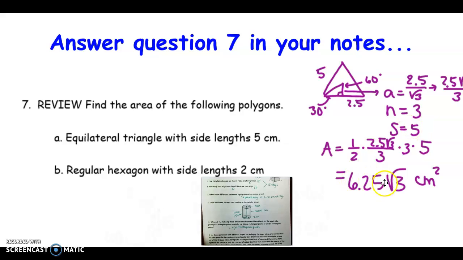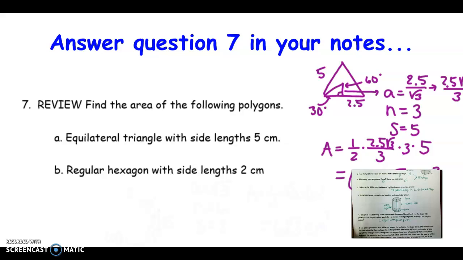So exactly the area would be 6.25 square roots of 3 square centimeters. 1/2 times 2.5 over 3 times 3 times 5 is what you would put in your calculator. Don't put in the radical unless you're given rounding instructions.